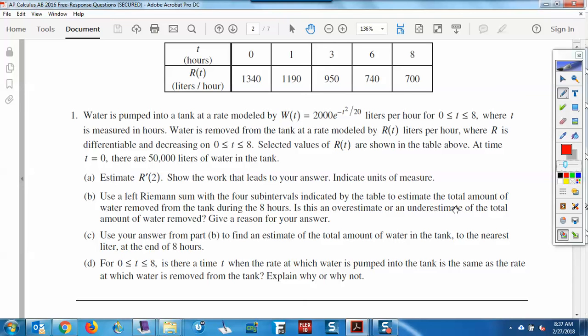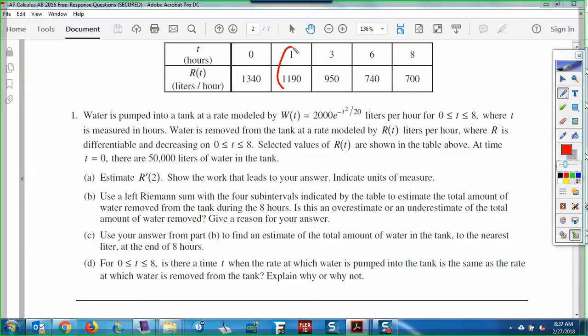Okay, so we're not going to do part A, but just tell me real quick. They want to know R prime of 2. What would you do? Do a slope between 1 and 3, right? This is the R function. We want R prime, that's derivative, so that's nothing we've been talking about here lately. That's old stuff. We would just do a slope calculation. So we do 950 minus 1190, over 3 minus 1, show your work, okay?